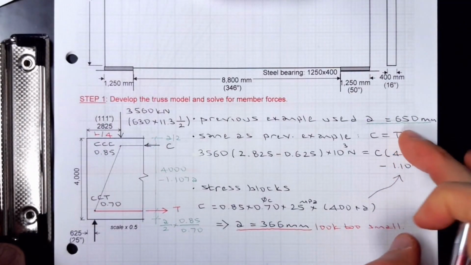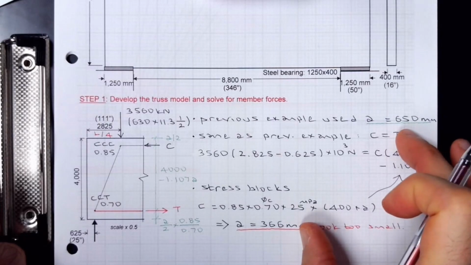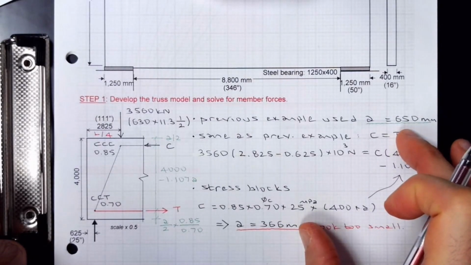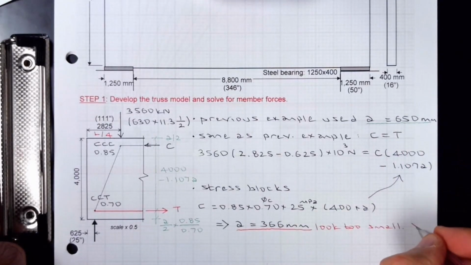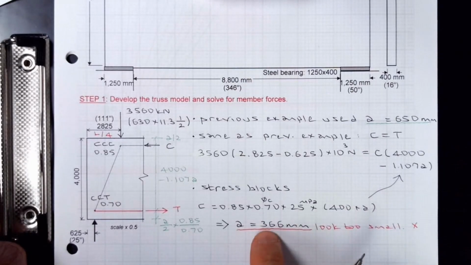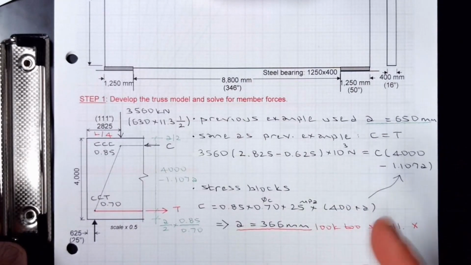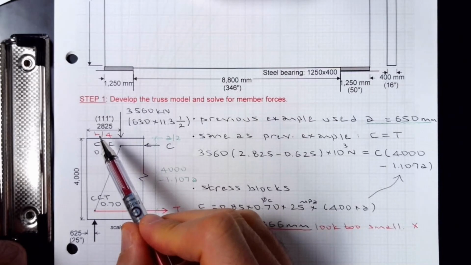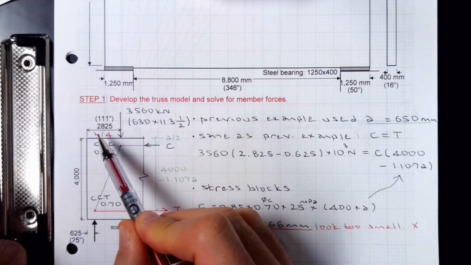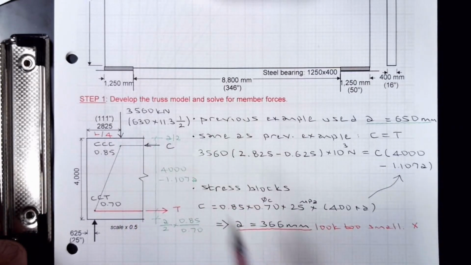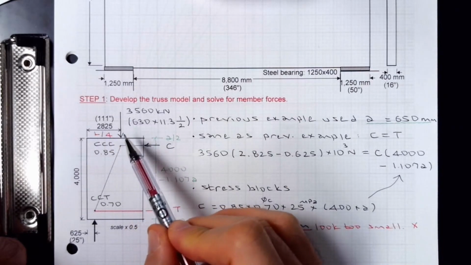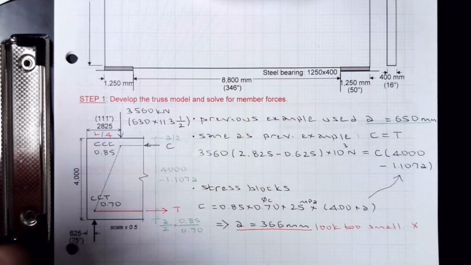This definitely looks too small, because for the same sort of point load we used 650 previously. Now I got 366, so I'm not going to be using this. I suspect this is going to fail. One reason for this might be this assumption, putting this to L over 4 gave that small distance. Maybe you can try L over 3, but this is a beginning.